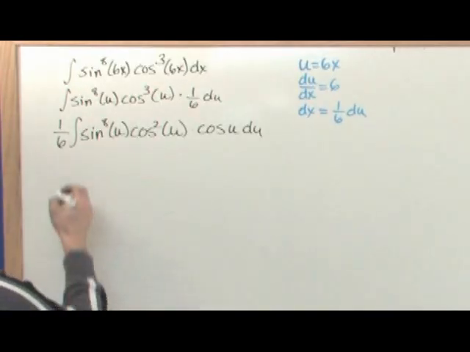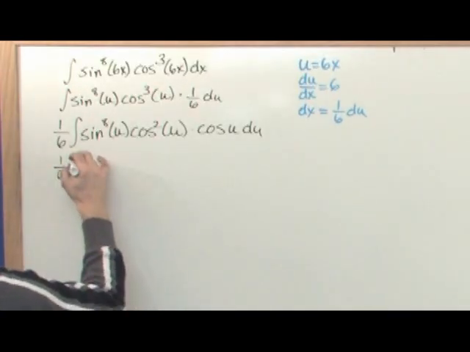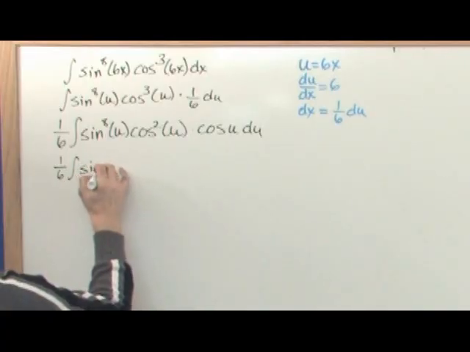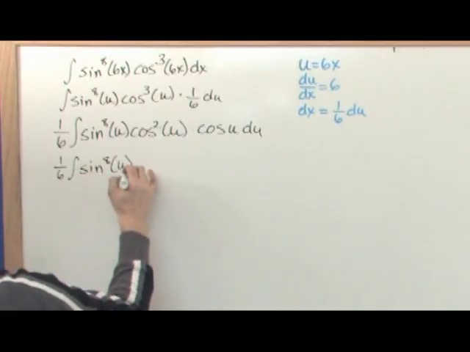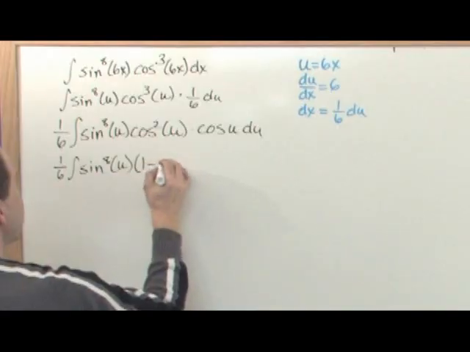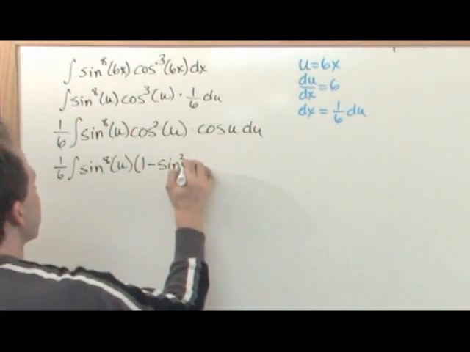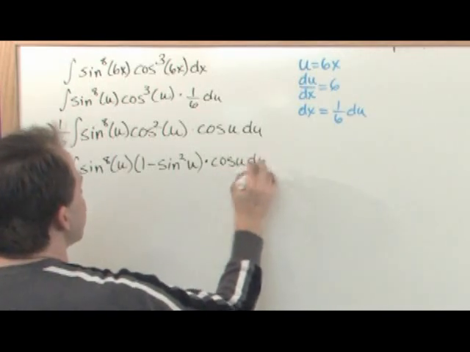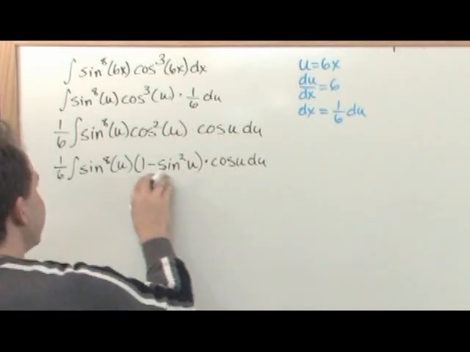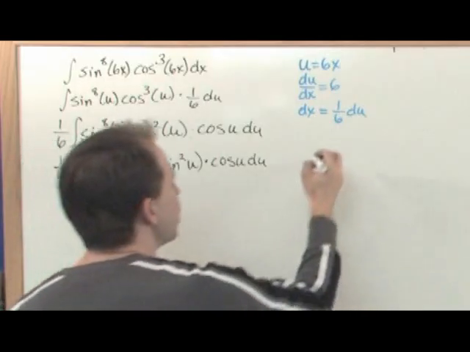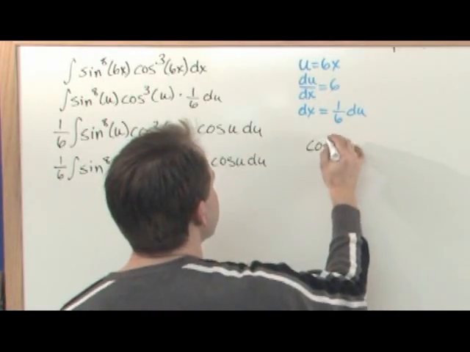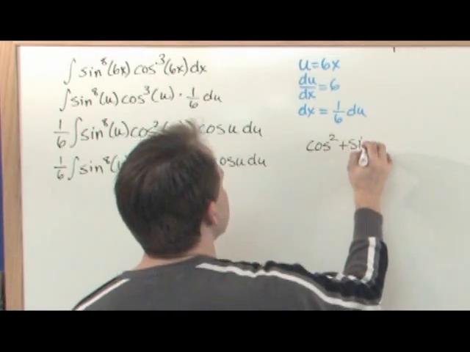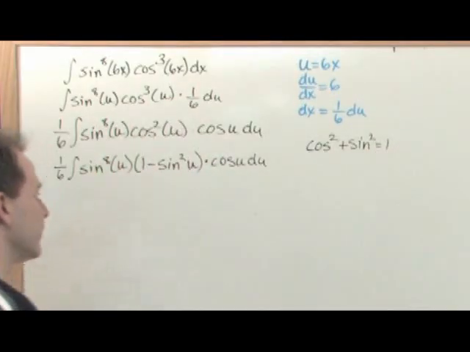And the reason I did that is, just like in the last problem, I'm going to use my little identity. I'm going to rewrite cosine squared as 1 minus sine squared of u, times cosine of u du. This is the only thing I did, rewrite this cosine. And that comes from the identity you should know: cosine squared plus sine squared is equal to 1. That's sort of a universal thing.